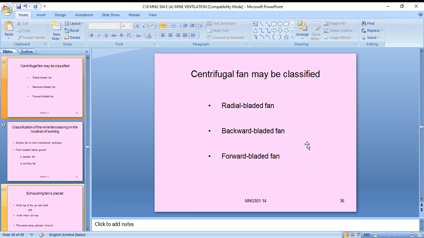They are also classified based on fan design. There are backward bladed, forward bladed, and radial bladed. So depending upon the fan, we can classify it into three types: radial bladed, backward bladed, and forward bladed.